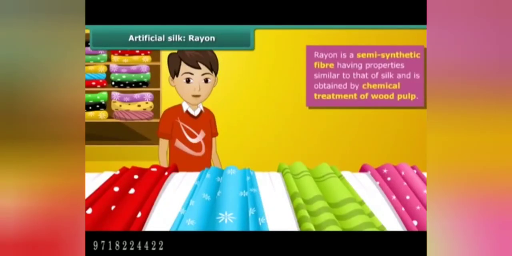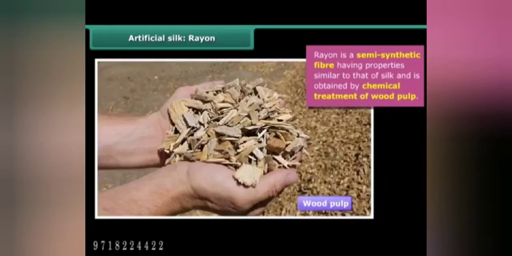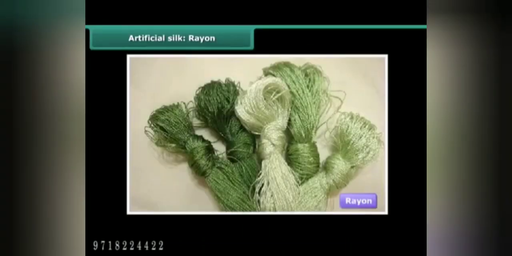Do you know that rayon is a semi-synthetic fiber having properties similar to that of silk? Can you guess why is it called a semi-synthetic fiber? It is a man-made fiber obtained by chemical processing of wood pulp, which is a natural resource. Do you know that rayon is also known as artificial silk?